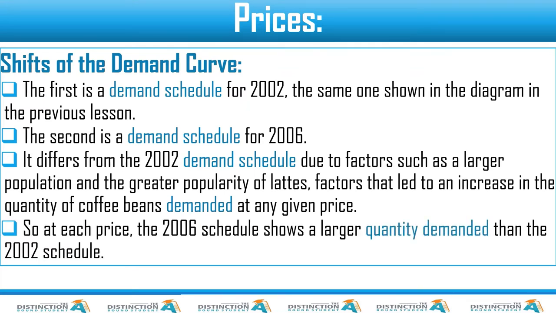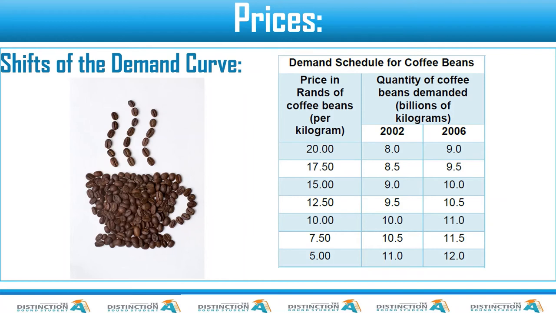I think the highest price there was 20 rand, if I'm not mistaken. So at each price, the 2006 schedule shows a larger quantity demanded than the 2002 schedule.